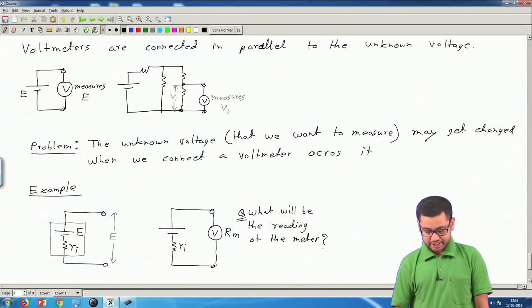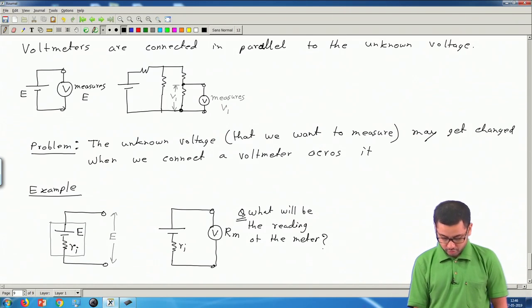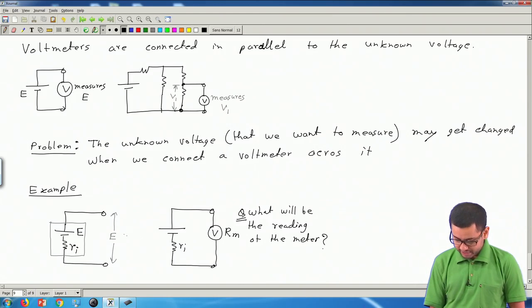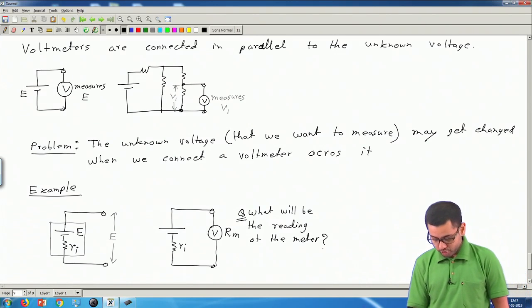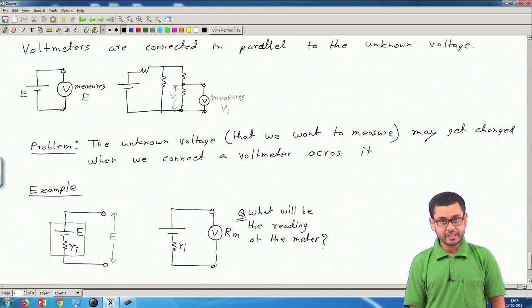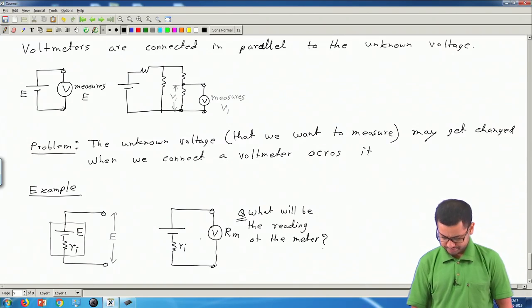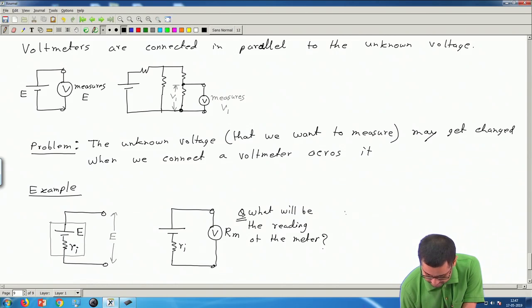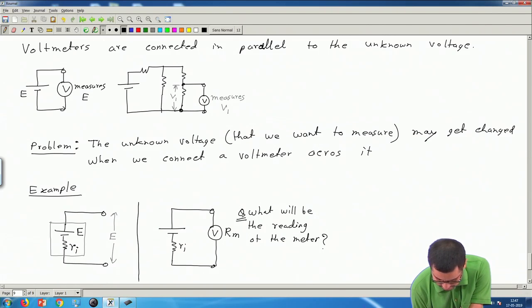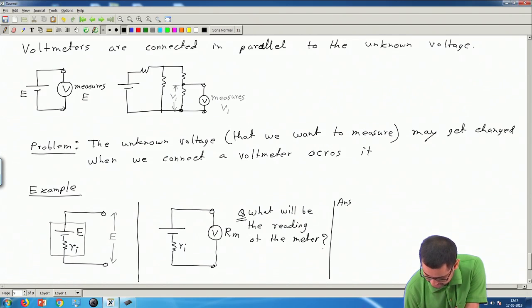So what will be the reading of this meter? We know that in the absence of this voltmeter, this potential difference was E. But will this voltmeter indicate that value E, or will it indicate some other value? Okay, so let's compute that. The answer is very simple.